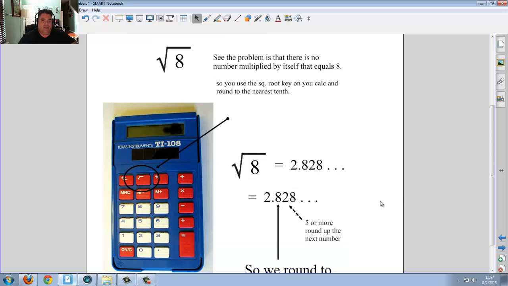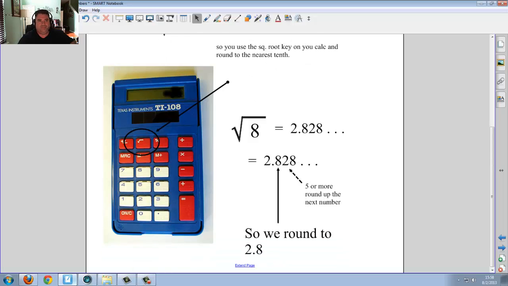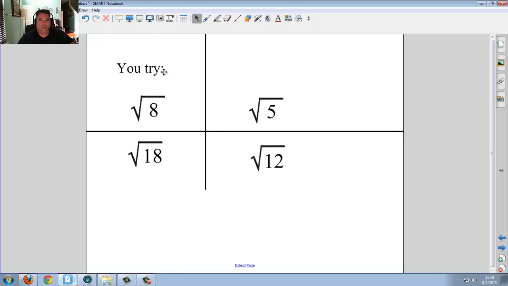2.828, and basically, if I wanted to round to the nearest tenth, you round to the nearest tenth. So if this is the tenths column, it's the number after that decides it. So in other words, it will become 2.8 or 2.9. The number after is a 2. If it was 5 or more, I'd round the 8 up to a 9. Since it isn't, I just cut this off and it becomes 2.8. Simple. So you go ahead and try. I'll go ahead and pause and let you.